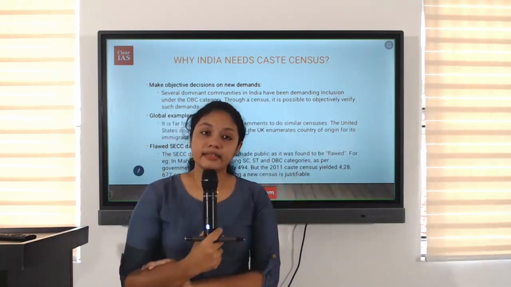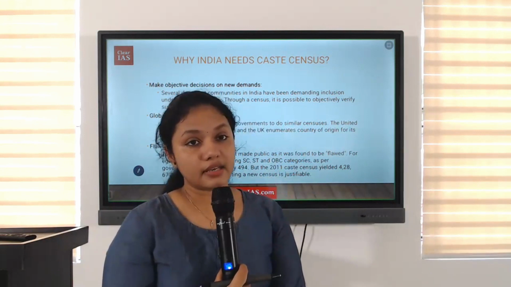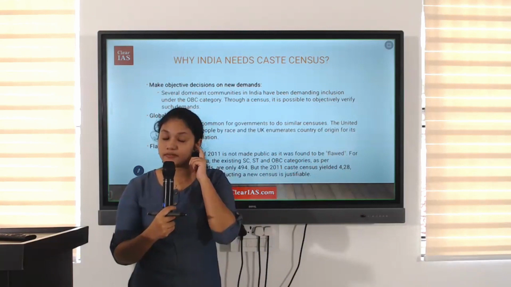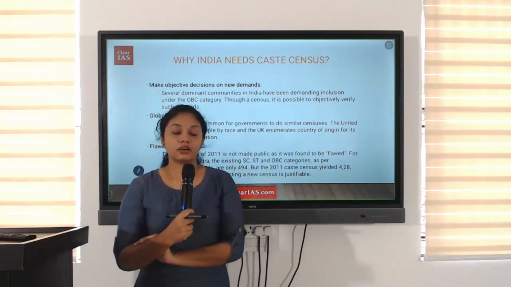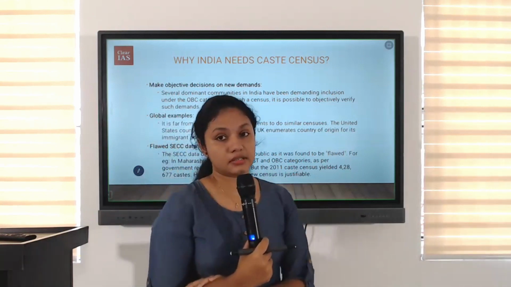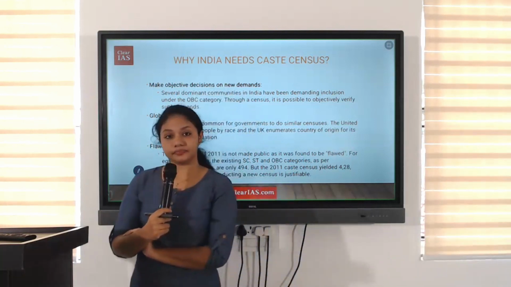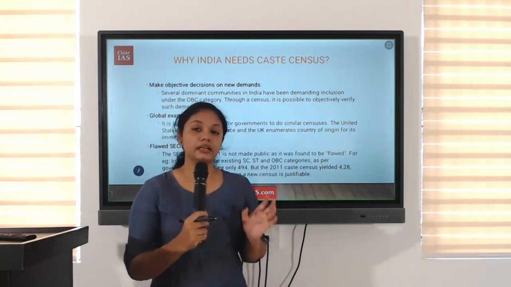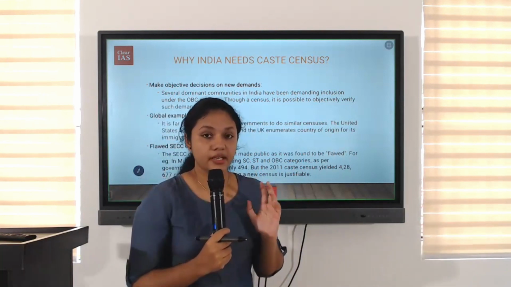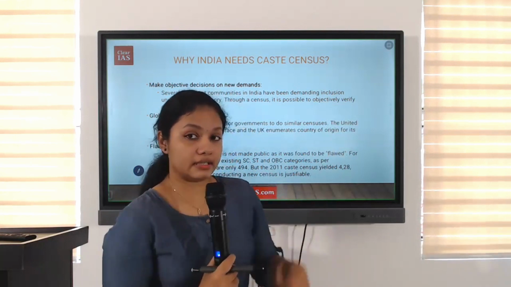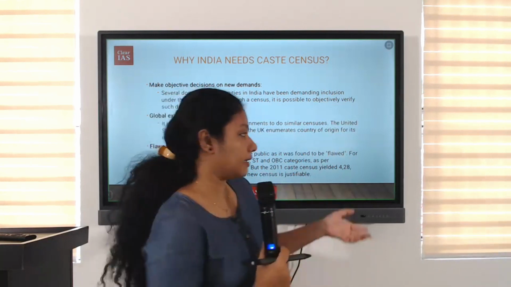Clear? Then global examples could also be considered if we are looking for a caste-based census. For example, the US counts people on the basis of race, and the UK considers the origin of its immigrant population. Clear? These are the reasons why a caste-based census could be conducted. Now, what will be the concerns? That is the next analysis.